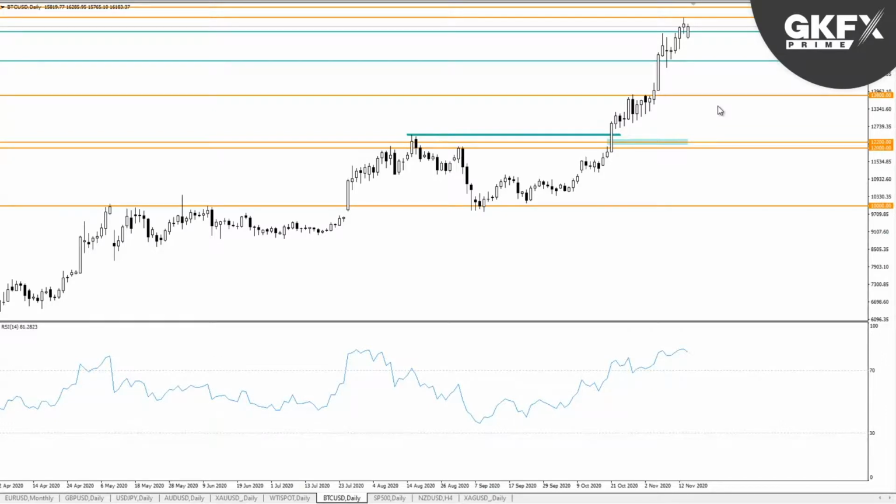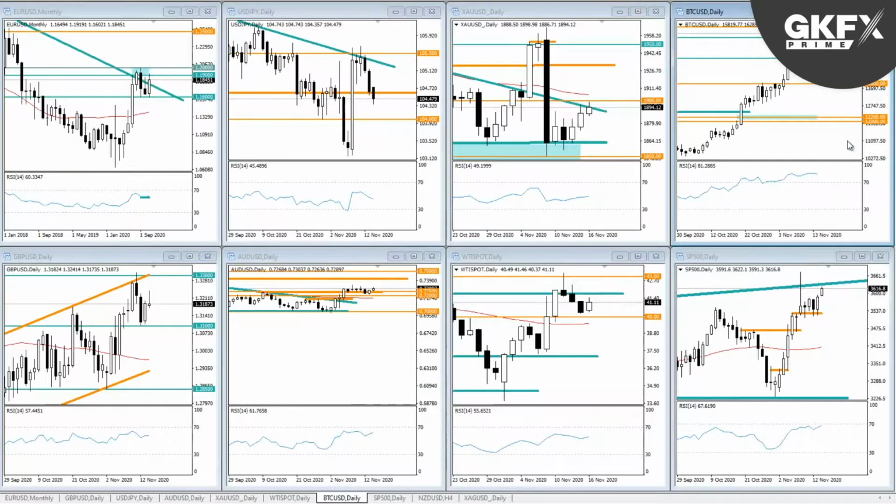So I think probably this is not the time to get really aggressive on Bitcoin, I would say. After this run up, we probably want to wait for a dip first to load up again.